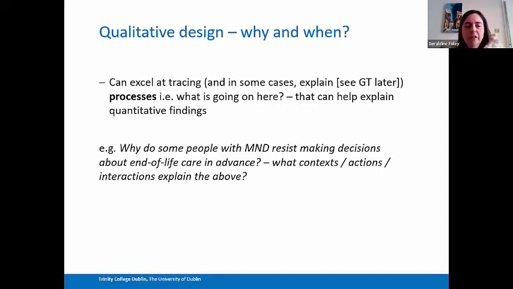So for example, just a question: why do people with MND resist making decisions about end-of-life care in advance? Well, that kind of question is perhaps best met by using qualitative design, because in that context, we're interested in the context, actions, interactions that explain this above scenario. And the why aspect of that question can't be done by quantitative methods. So this is just an example of how such a question would orientate itself towards using qualitative methods to answer that research question.